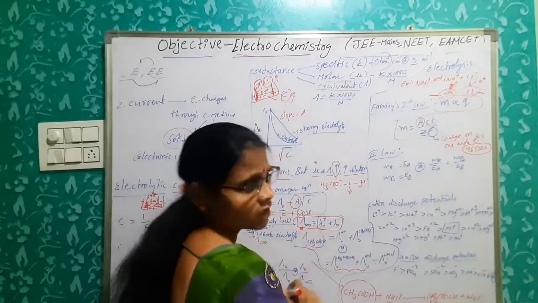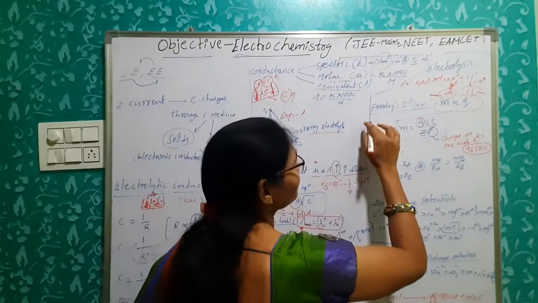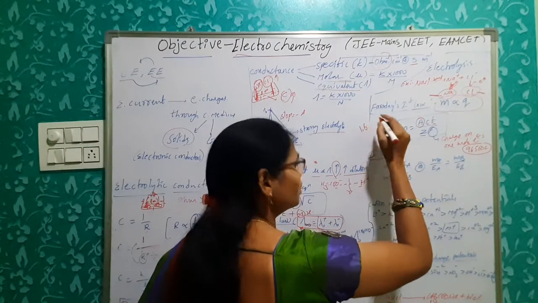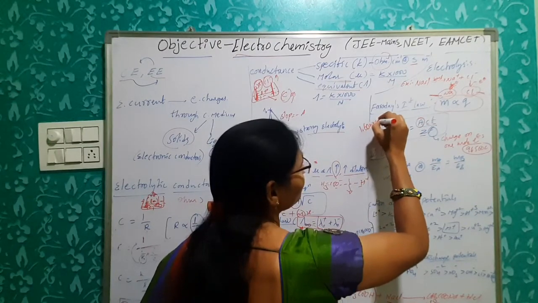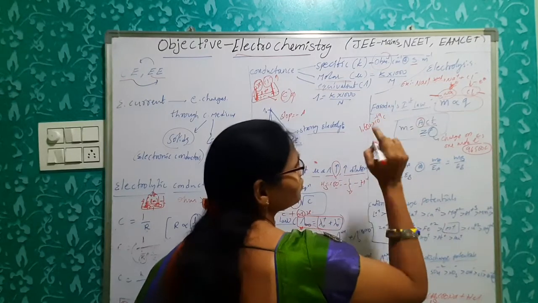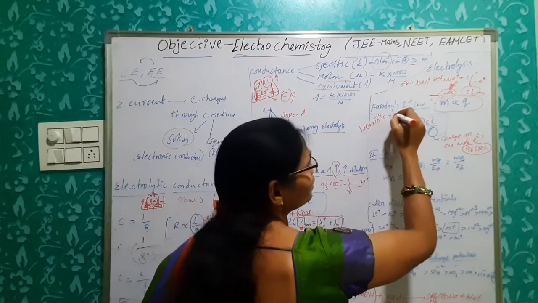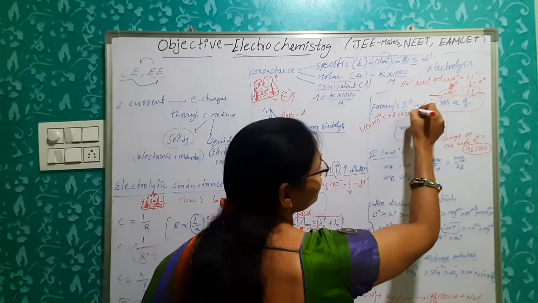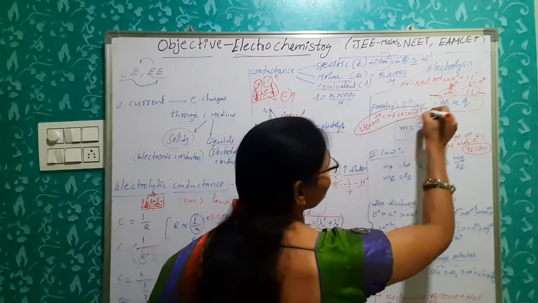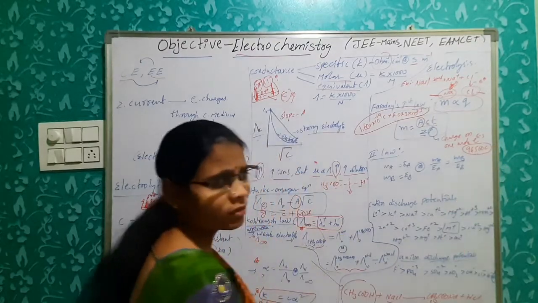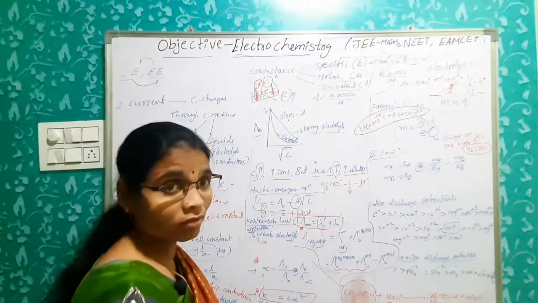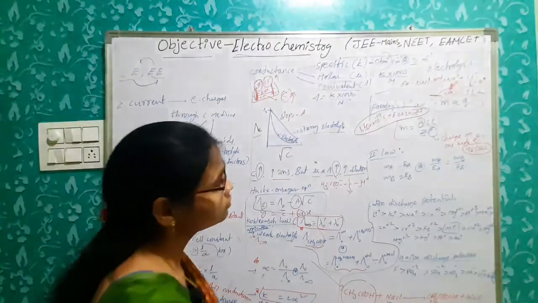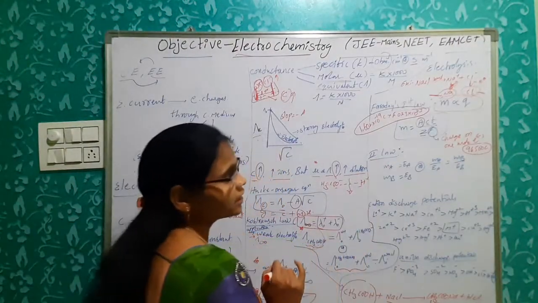How do we get this? The charge of one electron is 1.602 × 10^-19 coulombs. One mole of electrons is 6.023 × 10^23 electrons. By multiplying these we get 96,500 coulombs. The charge on 1 mole of electrons is called the Faraday, 1 Faraday.